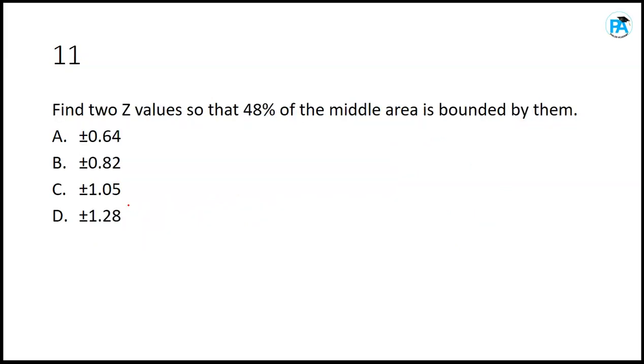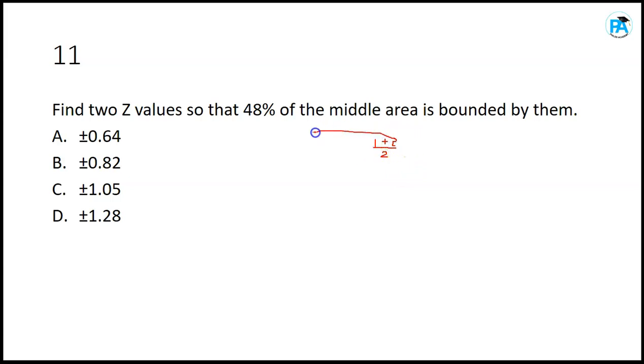Question 11 says, find 2 Z values so that 48% of the middle area is bounded by them. When you see this kind of question, even if they give you 68%, 70 something percent or whatever, as long as it asks you to find the 2 Z values so that some percentage of the middle area is bounded by them, just keep this formula in mind. This is the formula you are going to use: 1 plus C, all divided by 2.